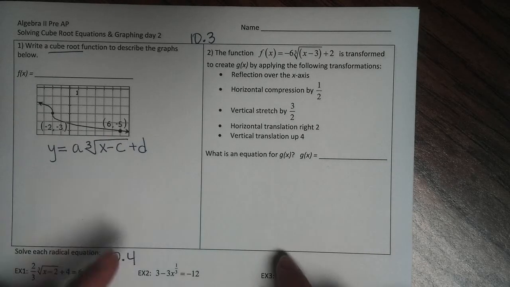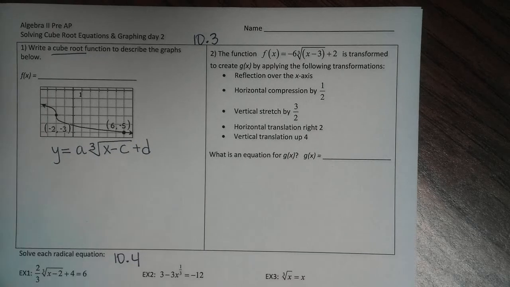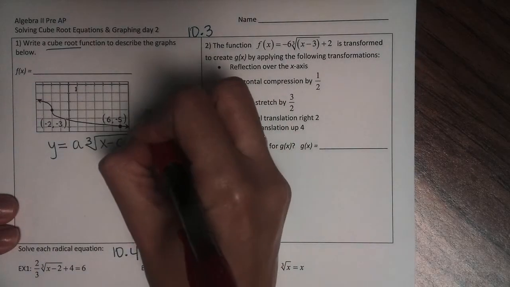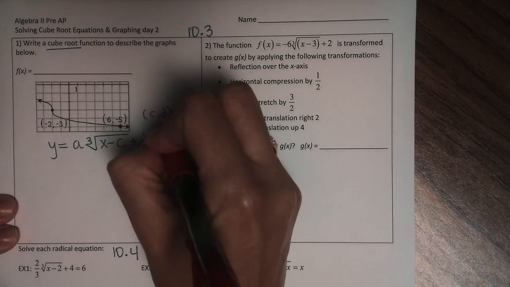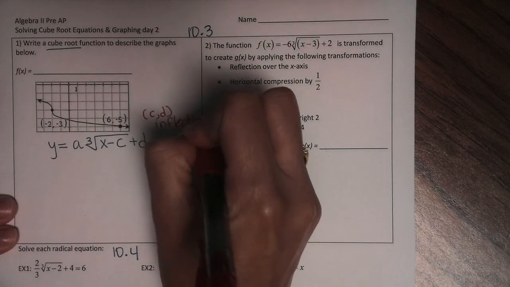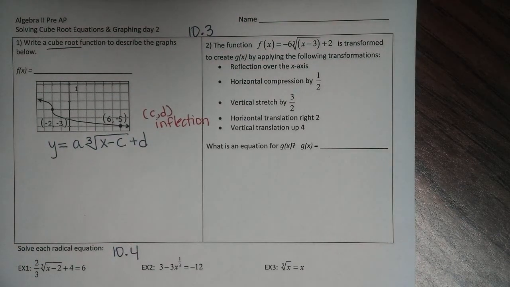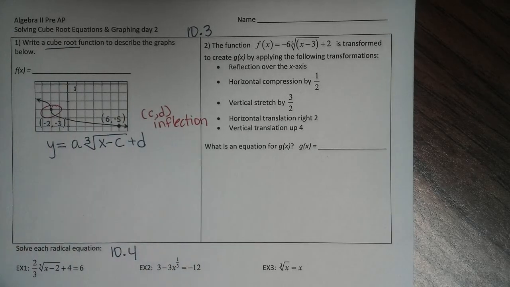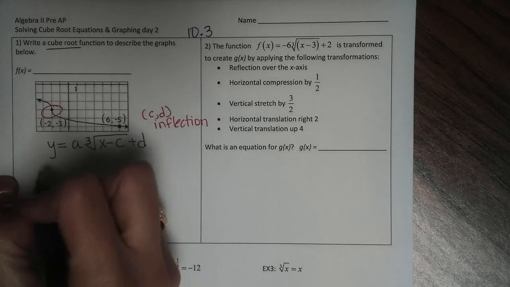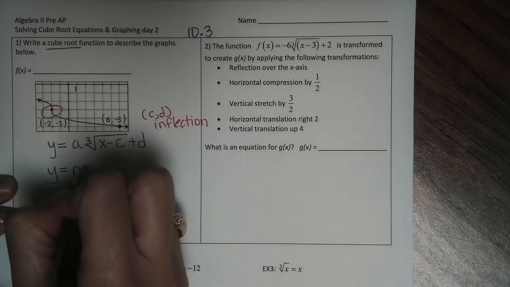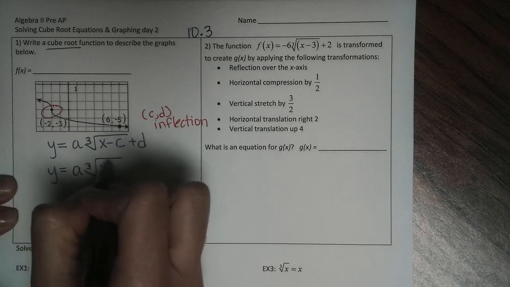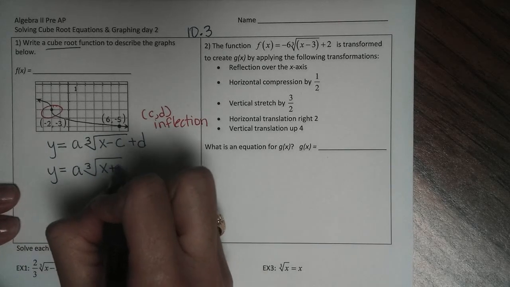Now, c comma d is your inflection point. So let me write it down one more time here. c comma d, that's the inflection point. Let's start by plugging in our inflection point. If you look at the graph, the inflection point is this dot here at (-2, -3), because that's where the graph is changing from concave up to concave down. So I'm going to plug in my inflection point for c comma d first. y equals a cube root of x minus -2, so let's put plus 2.